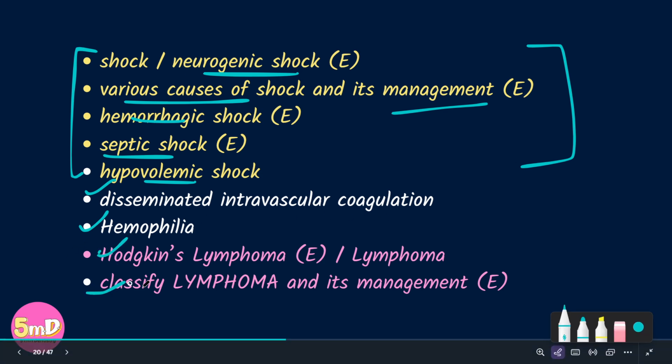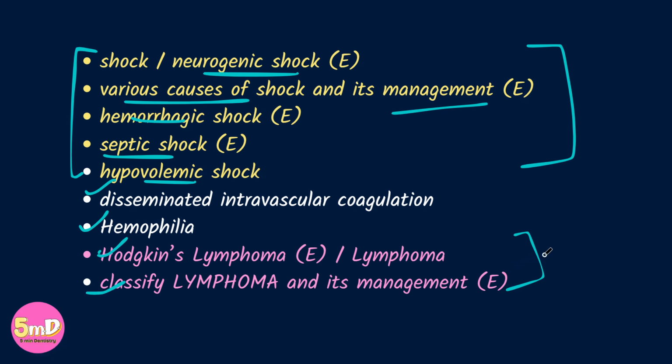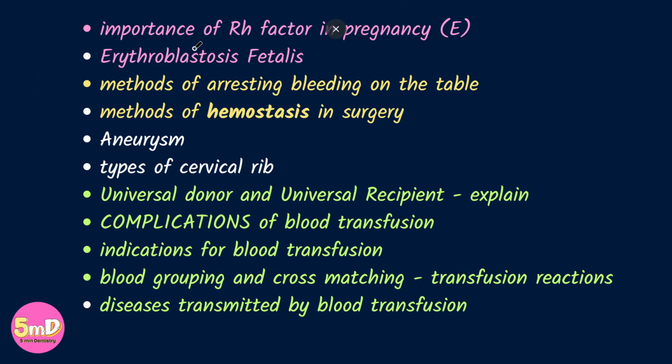Disseminated intravascular coagulation and hemophilia, two diseases related to your bleeding and clotting system. Hodgkin's lymphoma, classify lymphoma and its management. It has been asked as an essay. It is important surgically, so they are asking lymphoma here out of the neoplasms. Importance of the Rh factor in pregnancy has been asked as an essay. You should write about erythroblastosis fetalis and how to prevent it. It is also a separate question.